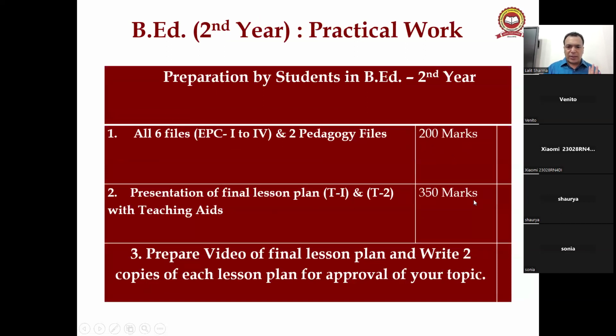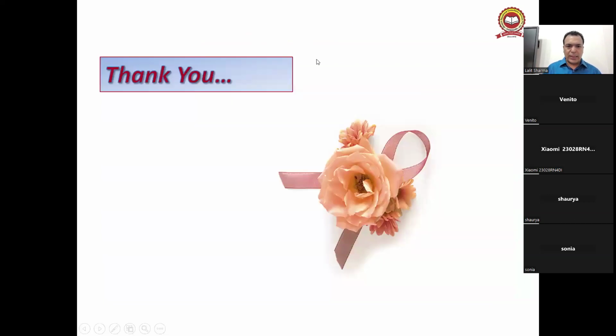This is a 200, this is a 350. Is this clear to you also? And the third point for all of you: prepare video of final lesson plan and write 2 copies of each lesson plan for approval of your topic, right? So you can make it, and if you didn't send it, okay, you can send it to me, you can send it to your college authority also for checking it, right, guys? So this work you have to do, okay?